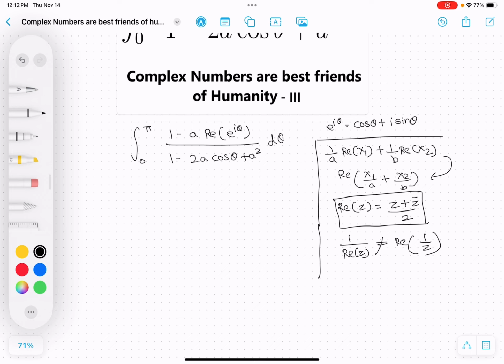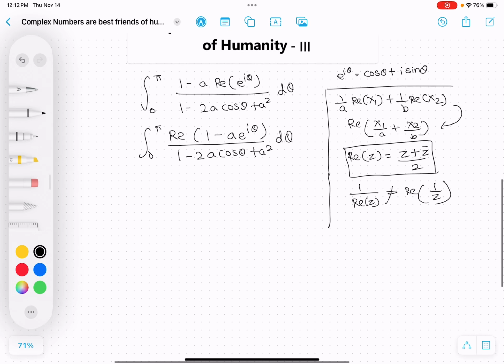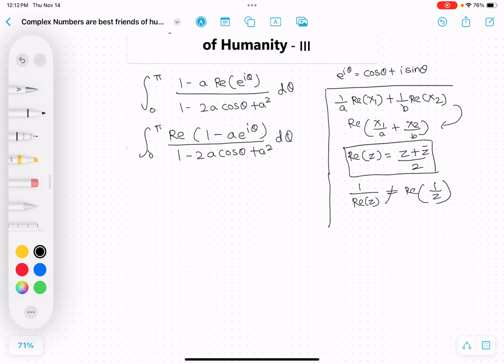After that I will take the a inside the real part, and I can also add inside the real part, so this will be the same as the real part of (1 minus a e to the power i theta) by (1 minus 2a cos theta plus a squared), d theta. Now, because the real part is linear, I can also take it outside the integral, because an integral is just an infinite sum. So from 0 to pi, (1 minus a e to the power i theta) divided by (1 minus 2a cos theta plus a squared), d theta.